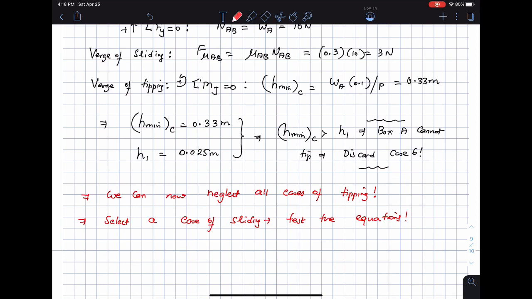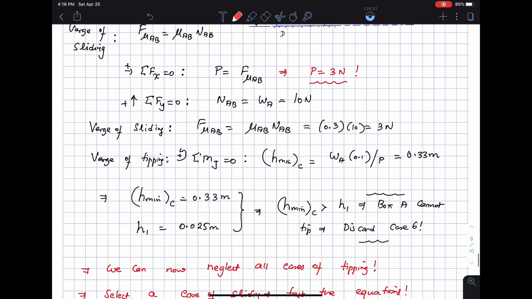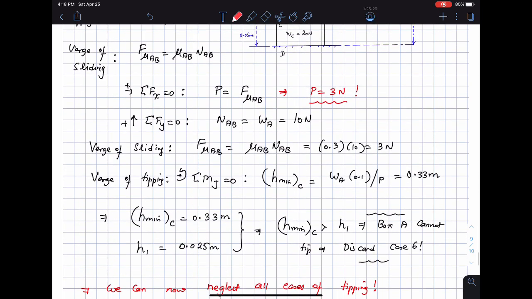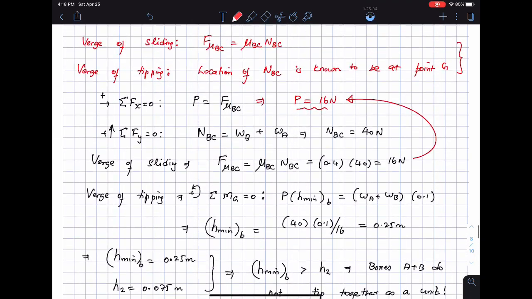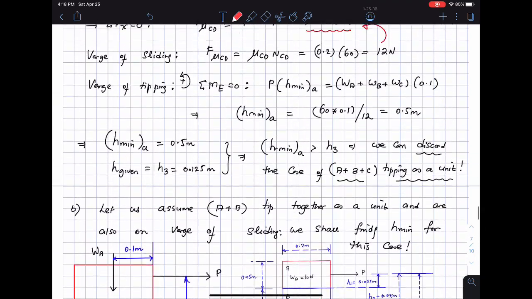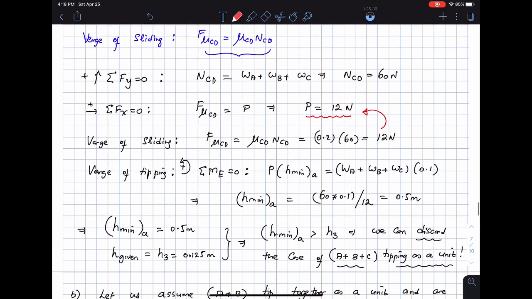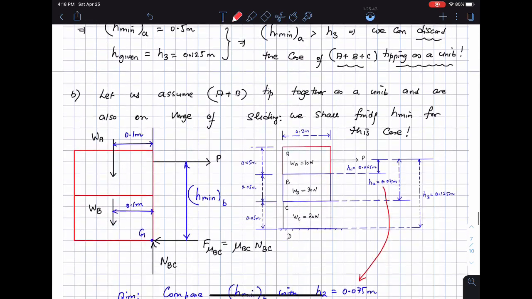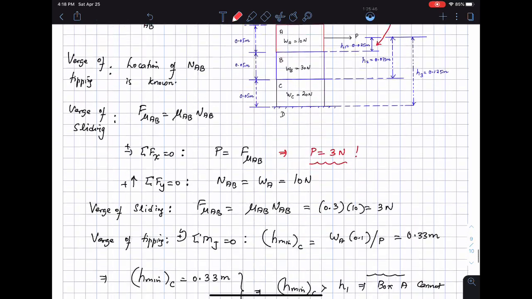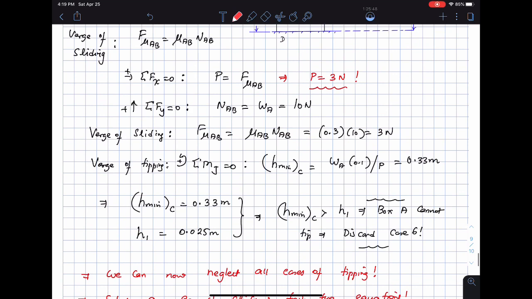Now here you have to be a little careful and maybe a little smart. If I looked at just box A tipping, I had a force of 3 newtons. If I looked at box A and B tipping and sliding together, 16 newtons. Box A, B and C sliding together and tipping, it's 12 newtons. So I'm going to assume that box A is the one on the verge of sliding, and I'm going to prove that the equations are satisfied, because when I consider the case of tipping and sliding together, that gives me the lowest force.